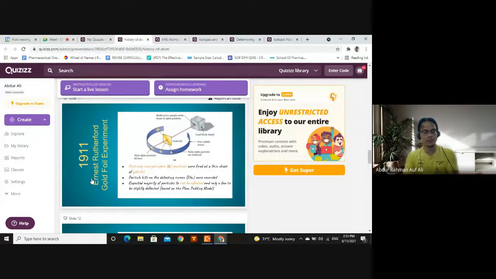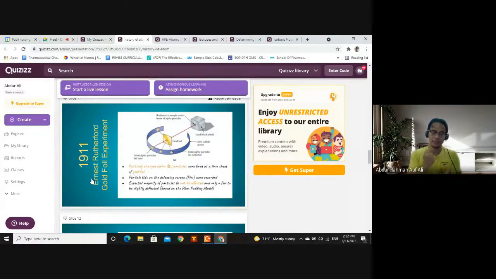So what is a nucleus? The nucleus is a very dense center of an atom. So you imagine ada satu sfera. So sfera is the atom. And at the center of an atom tu ada macam a smaller sfera, a smaller sphere. Dan dalam sphere tu bercharge, ada satu partikel yang bercharge positif. Okay? So this is the discovery of Ernest Rutherford.